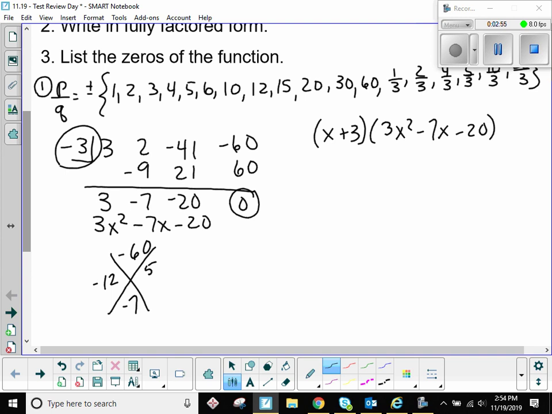-12 and 5. Do I have to divide by an a value here, yes or no? Yes, because there is one, it's 3. So divide those by 3. Simplify if you can. This one simplifies to -4. And when I am writing factors from the cross method, do I need to change the signs? No, right? This method, you're not changing the signs. So my factors from there become x minus 4, x plus 5/3.